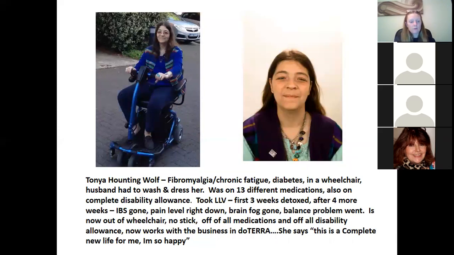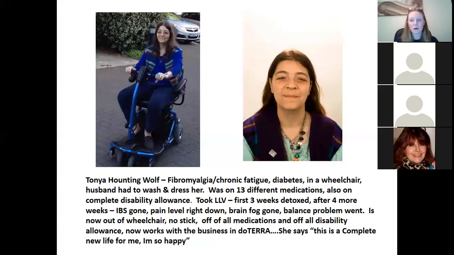Then we have Tonya here, who suffers with fibromyalgia, chronic fatigue and diabetes. A few months ago, she was in a wheelchair and was unable to look after herself, with a husband who was having to wash and dress her. She was taking 13 different medications and was living completely on disability allowance. So she started using the LLV, and as you can see there, she says for the first 3 weeks it was like a detox.